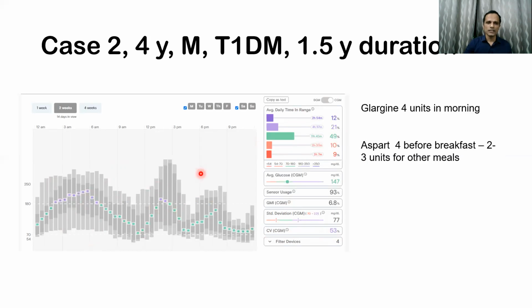Now, I'm not interpreting the whole CGM for this particular case, but when we see this CGM, you can see that the blood glucose is rising. It is very high in the later half of the night, that is 3 a.m. to 6 a.m. And this is starting to rise after 12 o'clock. If the child is having dinner at 7 or 8 o'clock, it is unlikely that this is being caused by the aspart. So most likely, since the glargine is being given in the morning, the effect is not lasting for 24 hours. Most likely, that is the reason.